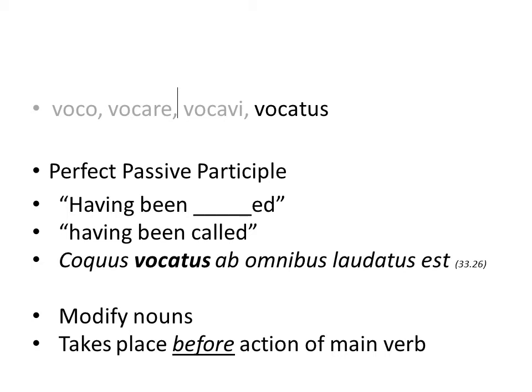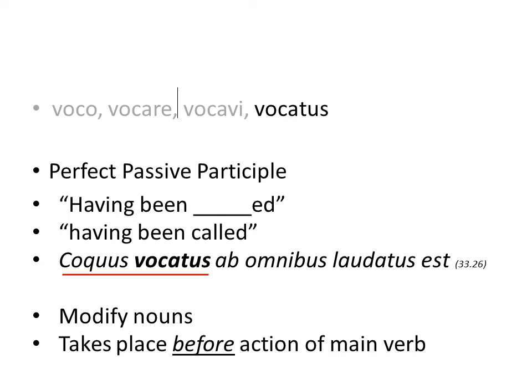We also say that the action of a perfect passive participle, since it's a verb, of course, it has to have an action. That action takes place before the action of the main verb. So the action of the perfect passive participle happens first, and then the action of the main verb happens. This is important by way of saying that the perfect passive participle cannot be the main verb of a sentence. I'll repeat that. A perfect passive participle cannot be the main verb of a sentence. There has to be some other main verb. In this sentence, it's laudatus est, and we'll see how to translate that in just a second. So again, perfect passive participle takes place before the action of the main verb, and it modifies a noun. In this sentence, vocatus is modifying that noun, quoquus.